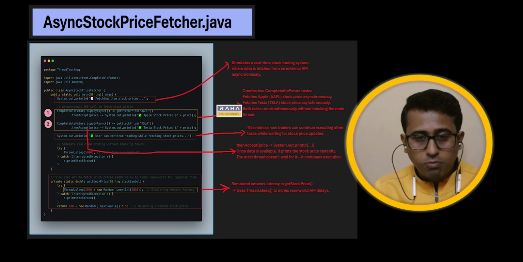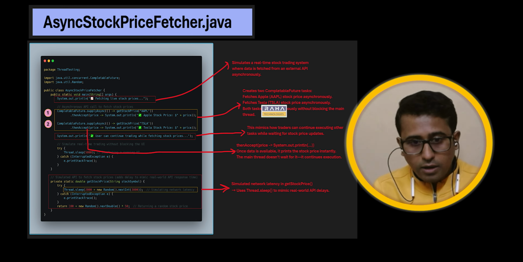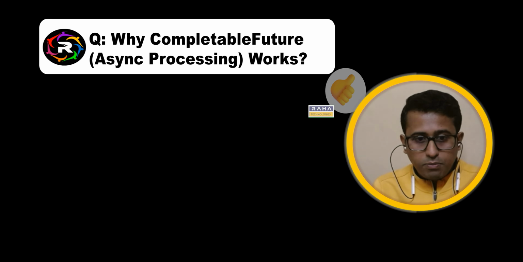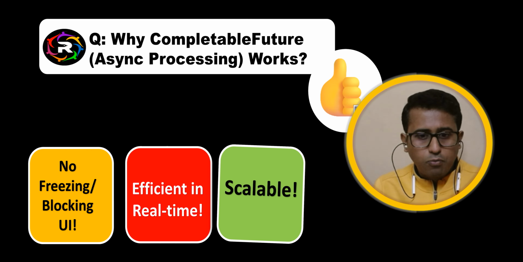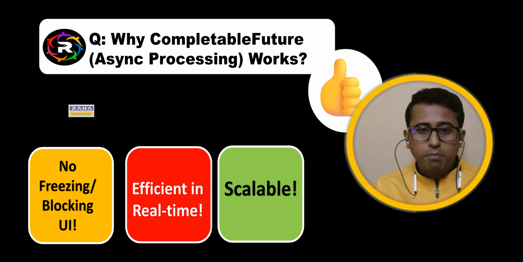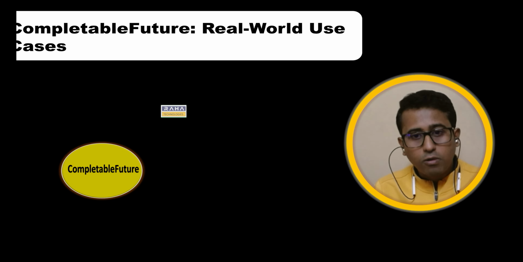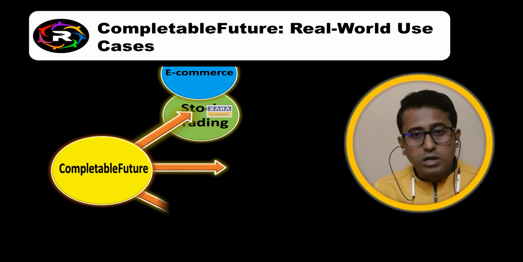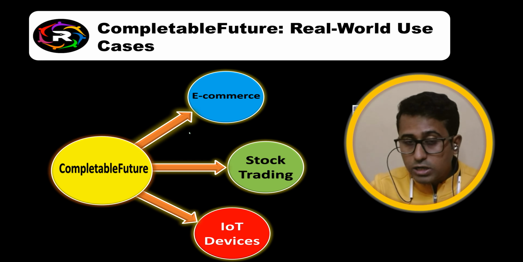It is a detailed stock prediction system code. I have shown it here. The question is, why CompletableFuture, non-blocking? Because the program keeps running while waiting for data, handles multiple tasks simultaneously, and it is great for APIs, stock prediction, trading apps, and real-time systems like IoT devices.